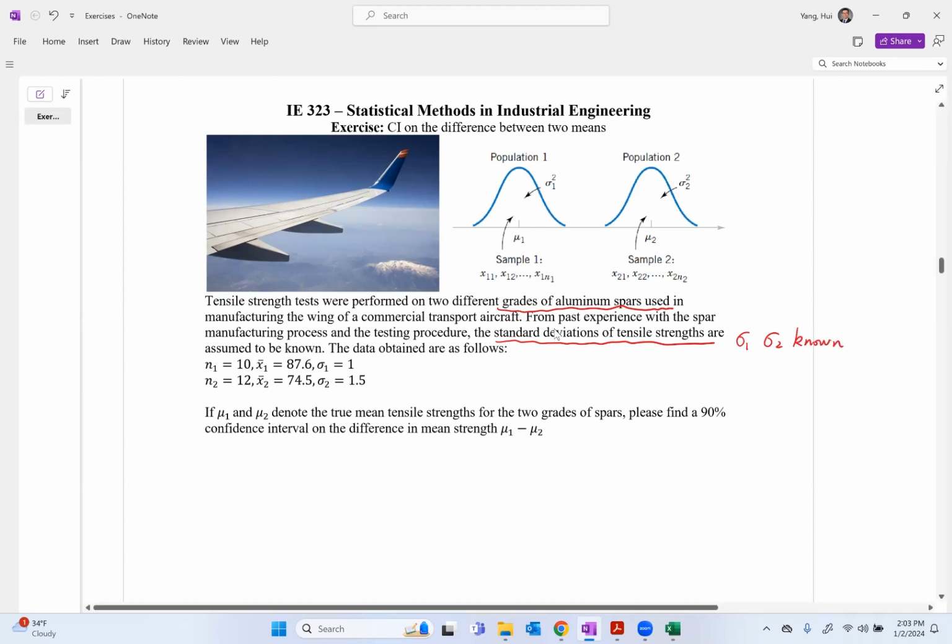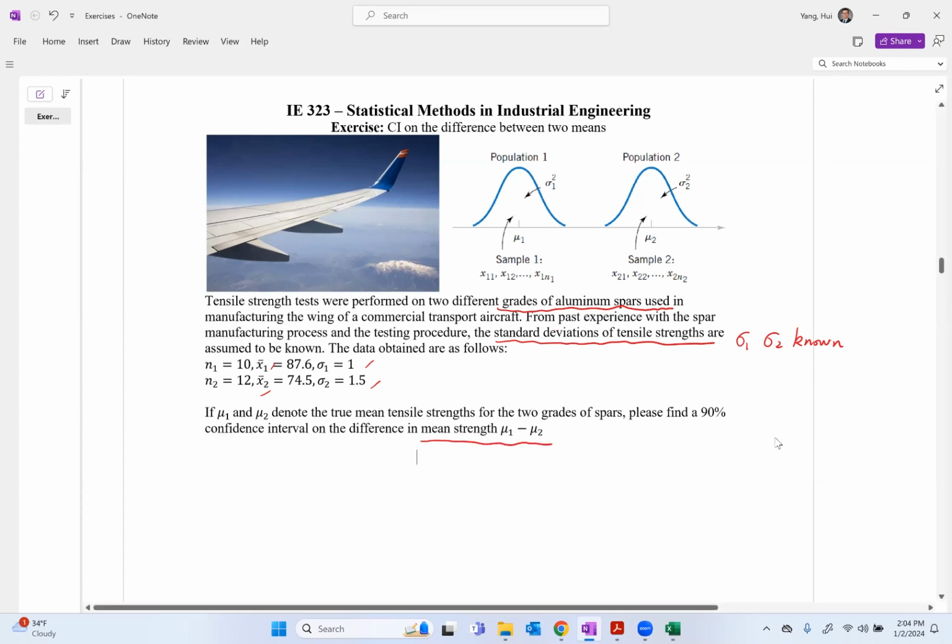The data are as follows. So two different grades. For grade 1, we have 10 specimens, and for sample 2, we have 12. Then we have the sample means, and the population standard deviations are assumed to be known. If mu1, mu2 denote the true mean tensile strength for the two grades of spars, find the 90% confidence interval on the difference in mean strength.